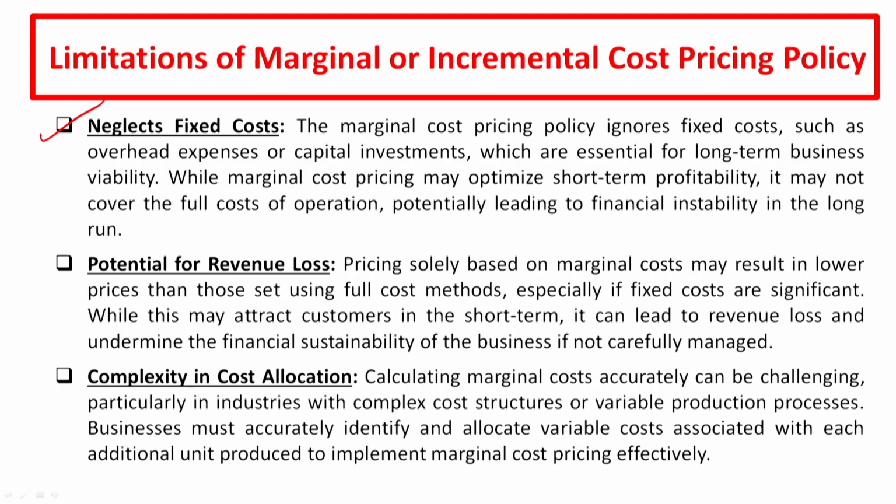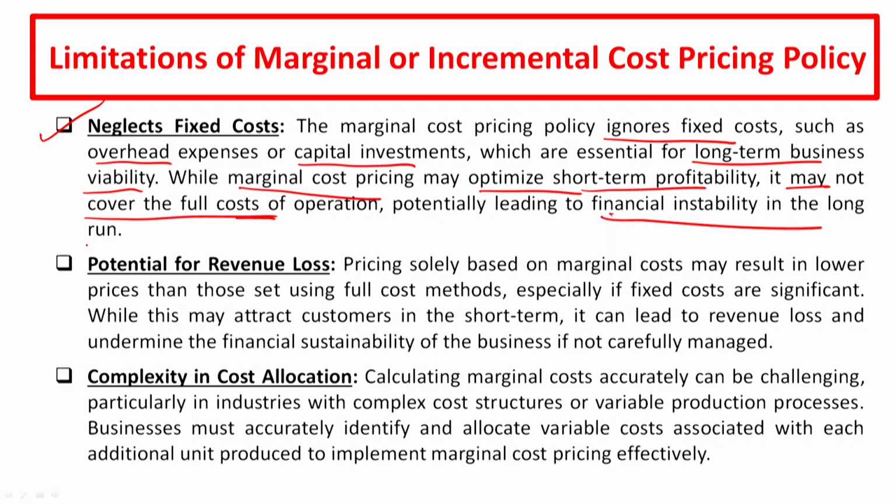The marginal cost pricing policy ignores fixed cost, and this is the biggest demerit, such as overhead expenses, capital investment, which are essential or very important for long term business viability. While marginal cost pricing may optimize short term profitability, it may not cover the full cost of operations, potentially leading to financial instability in the long run. So, the biggest challenge or demerit of this marginal costing is that it ignores the fixed cost, which is an important part of the production system.